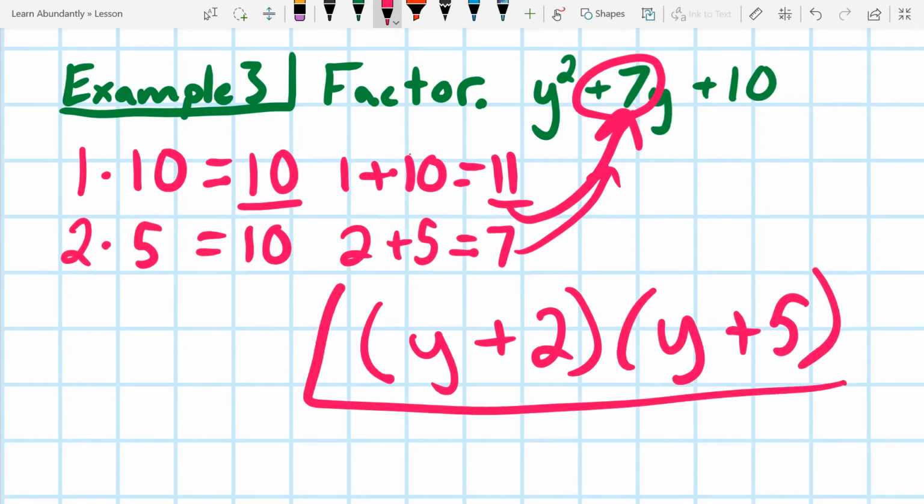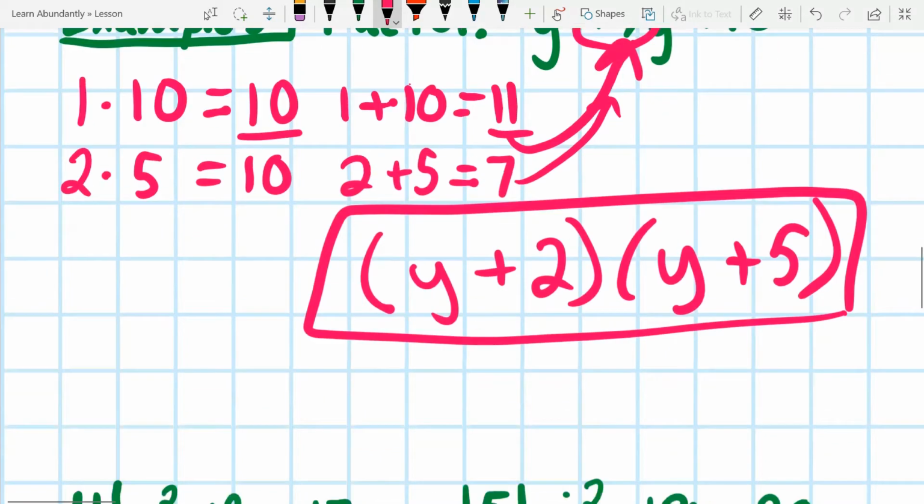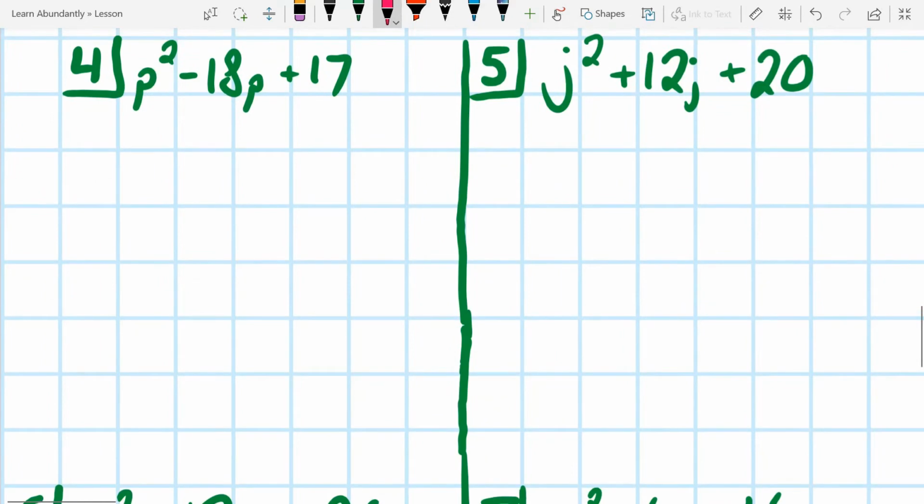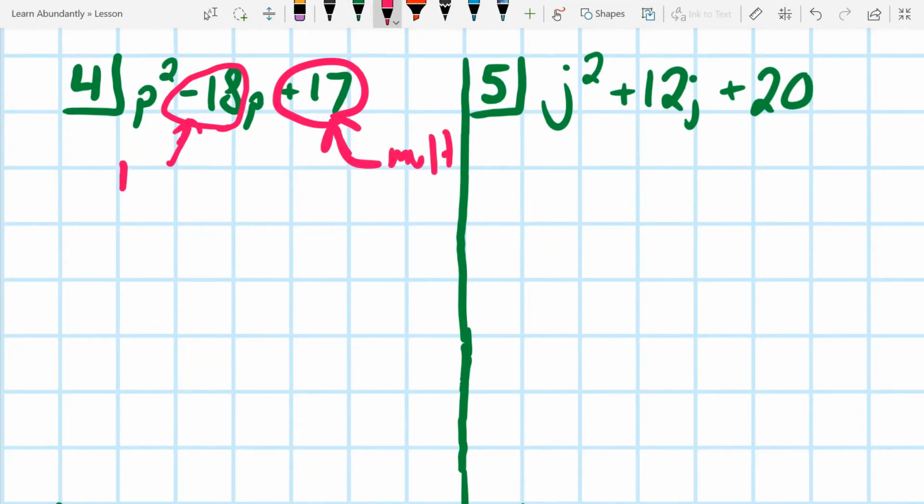Okay? So when we're factoring, we're actually pulling apart into 2 things that if we were to distribute them again, we would end up back to the polynomial we started with. In these next couple examples, when we look at examples 4 and 5, it gets a little bit more complicated. This one, you're going to notice we actually have a negative 18. Negative 18. So the negative is going to stick with that number, and then we have a positive 17. So we're looking for 2 numbers that multiply to give us positive 17 and add to give us negative 18.